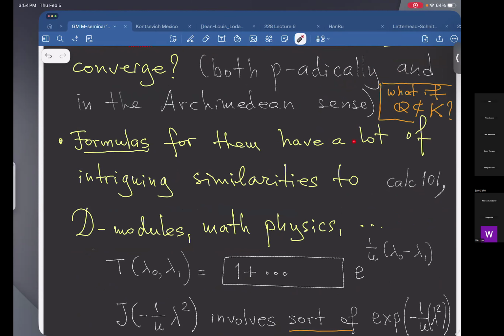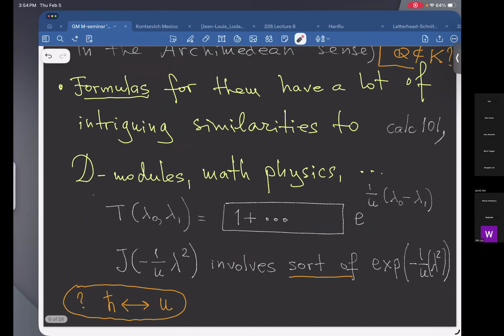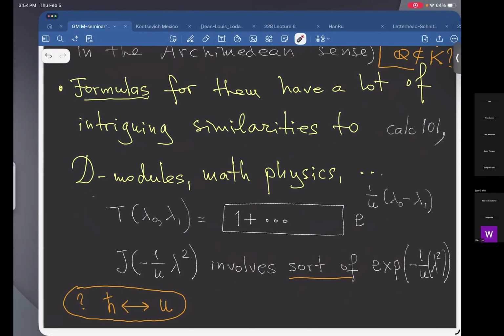Okay, and finally, the formulas for them are just dripping with allusions to the beginnings of calculus, and then to more advanced calculus of the modules, and also to mathematical physics. And again, very intriguingly, as you are right to say, this formal letter of degree 2 exhibits a lot of similarities to the Planck constant.